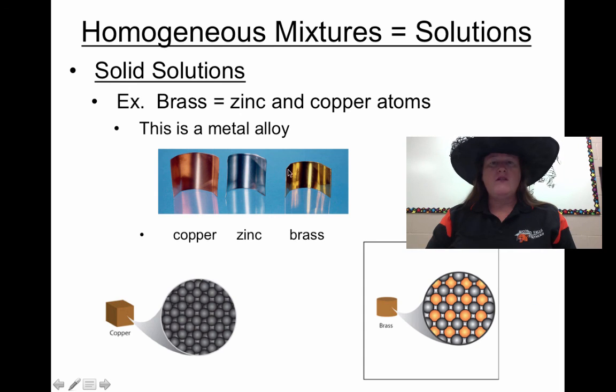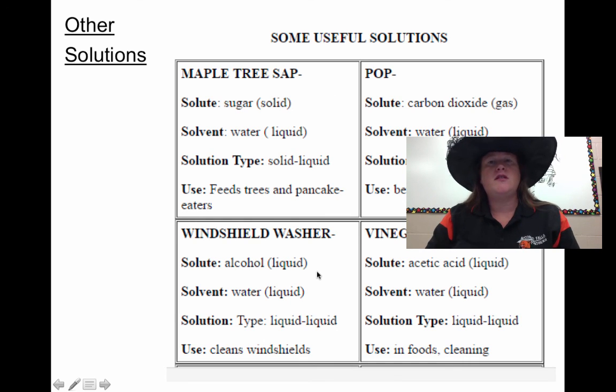So the resulting end mixture looks very, very different than the original ones. Now, homogeneous mixtures are solutions. This is a solution. Some other solutions include different combinations.